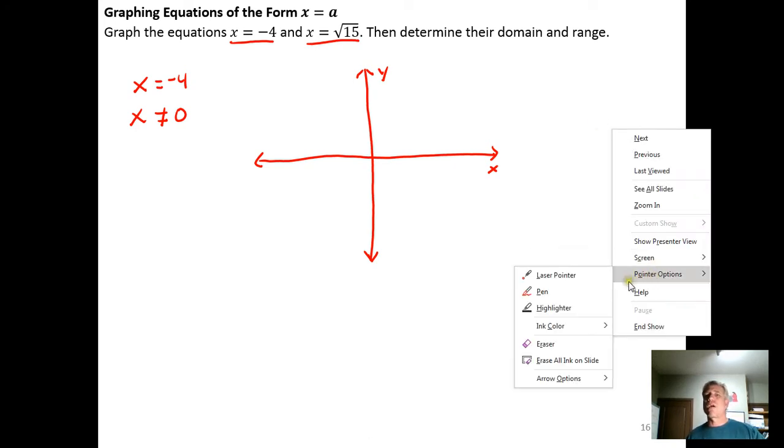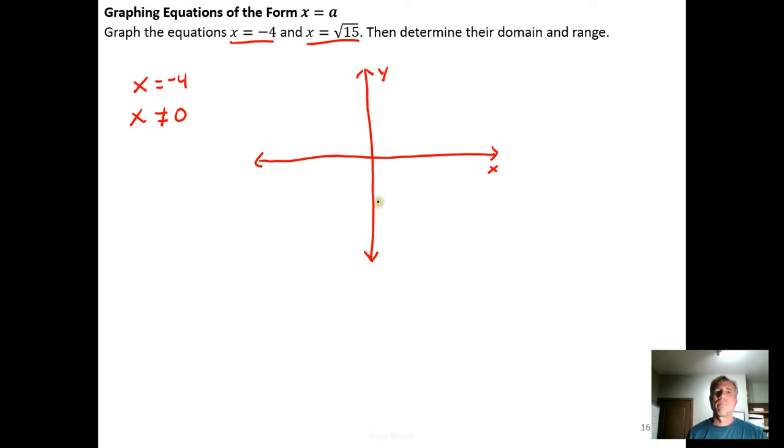So we're going to go pointer options, ink color over to black. So I'm going to draw my function in right here, or not my function, my equation. So here's my equation, x equal to -4. And then I'm going to label the value on the axis here in a minute. But first I want to go ahead and take care of the other equation while I'm at it. So this is the equation x equals -4.